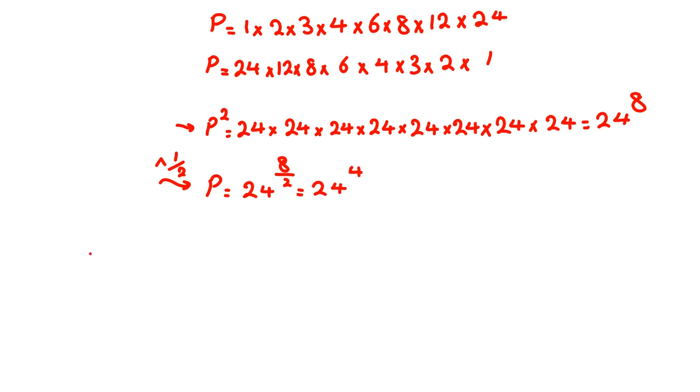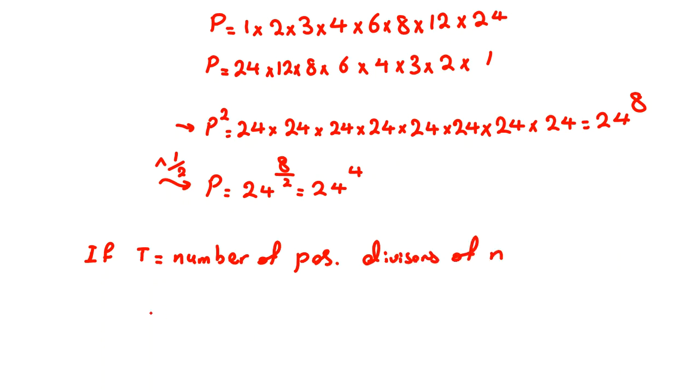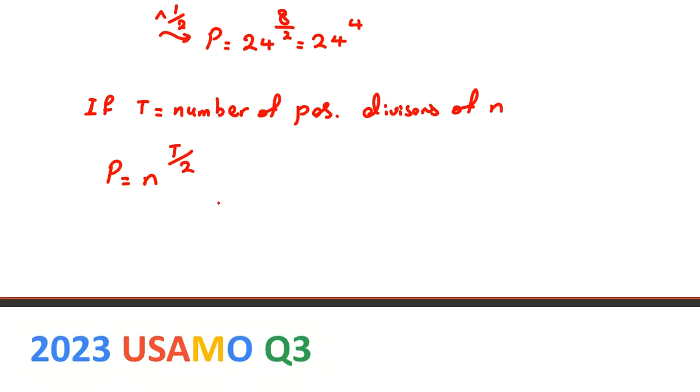So for general n, if t is equal to the number of positive divisors of n, then we can say the product of positive divisors is equal to n to the t over 2. Why? We can prove it easily. Suppose the divisors are d1, d2 to dk, and we know the first one is 1, the last one is n. We know when d is a divisor, n over d is a divisor, and the proof is easy. You can prove it as homework.